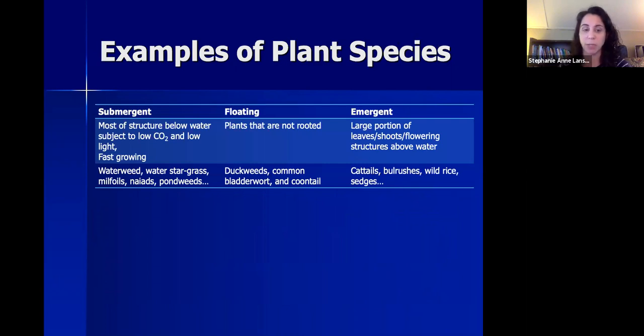Examples of some plants. A submergent plant is where most of the structure of the plant is below water. It can be subject to low light if it's still really dirty water, but they tend to be fast growing. So it might be a water weed or a pondweed, a water stargrass. You also might have floating plants, so those are ones that are not rooted down. Those might be duckweed or coontail or bladderwort. Or you're going to have emergent, where the majority of the leaves and shoots and the flowering structure are above the water. That's going to be your cattails, your bulrushes, your wildlife, your sedges.